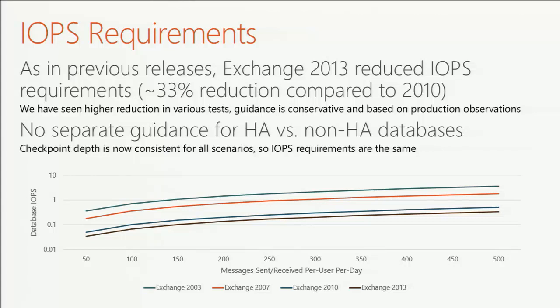We also made a change in 2010 where we had separate IOPS guidance for databases that were in a DAG versus databases on standalone servers. It was because of a difference in the way JET checkpoint depth was configured for those 2 different configurations. Checkpoint depth is the same in 2013 for all scenarios. So IOPS requirements are the same. Simplifies things quite a bit.